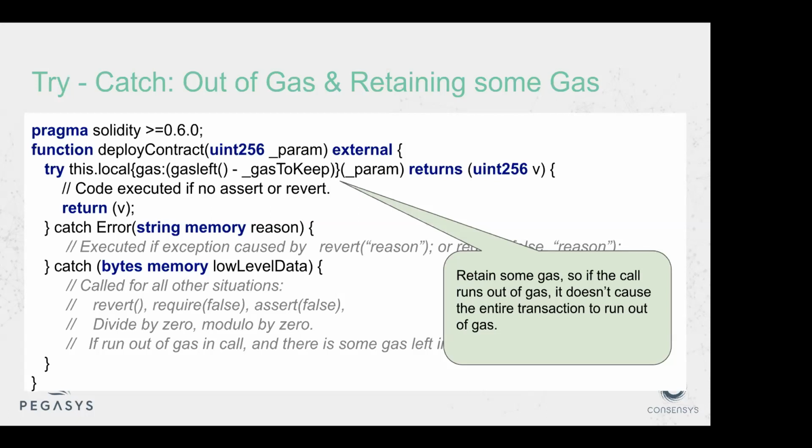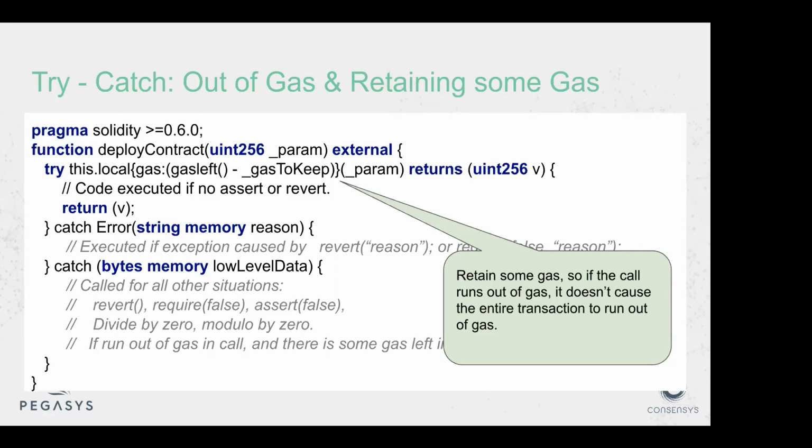And so gasleft is a function that can be called at any time, and it says how much gas is still available at that point of execution. And so you could have a variable which says this is the amount of gas to keep. The reason why you wouldn't necessarily hard code the gas to keep is because opcodes change in cost from time to time. So having this programmatic would be, I think, the way to go. And so you're passing in how much gas the function can use, so that then you've got some gas left over to process any errors, in particular an out of gas error.